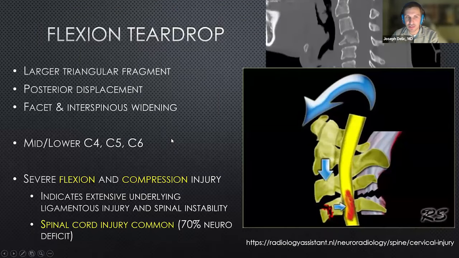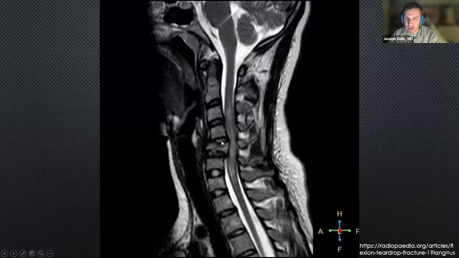So when we think about these two types of injuries, what can distinguish between the two of them? Well, for flexion teardrop, a lot of times you have a larger triangular fragment of the vertebral body. A big thing is posterior displacement or retropulsion of the vertebral body, right? We're worried about that compressing the spinal cord. And a lot of times you can get facet or interspinous widening with that flexion and compression type of injury. So we know that this can indicate extensive underlying ligamentous injury, spinal instability, and that spinal cord injury is really common. If we see our MRI here, here's our example of our flexion teardrop with that retropulsion.